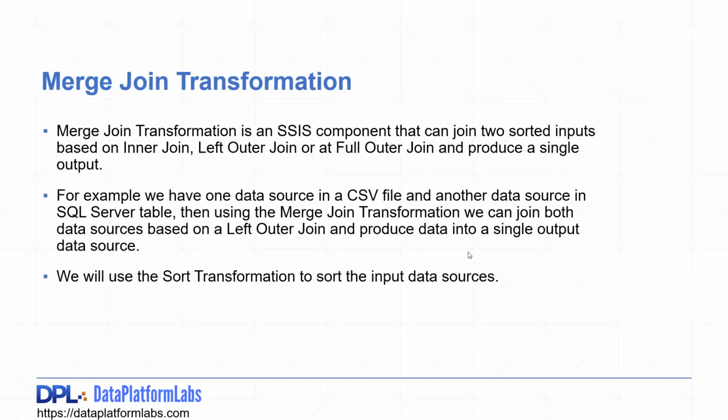Merge join transformation is an SSIS component that can join two sorted inputs based on either inner join, left outer join, or full outer join, and can produce a single output. So for example, if we have one data source in a CSV file and another data source in a SQL Server table, then using the merge join transformation we can join both data sources based on a left outer join and can produce data into a single output data source. So we will be using the sort transformation to sort the input data sources.